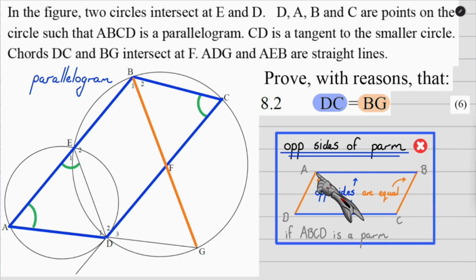So if you've got a parallelogram, this side is equal in length to this side, and this side is equal in length to this side. So now I know that DC will be the same length as BA for this reason, opposite sides of a parallelogram.